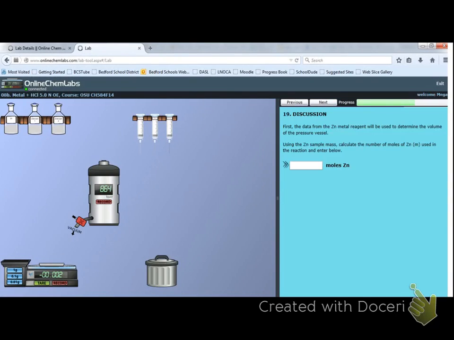And then the blue screen is the discussions here. So here's our blue screen. And this is where the students are answering those final questions. So it gives them an idea of what part of the lab they are completing. So once they get to this blue screen, they know I have completed all of the experimental data.